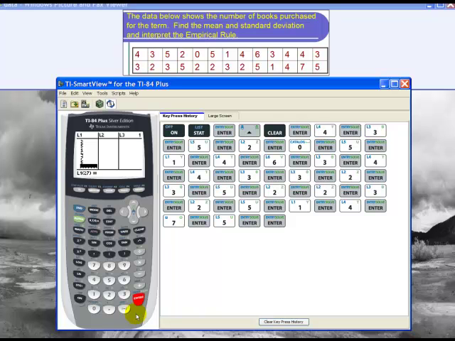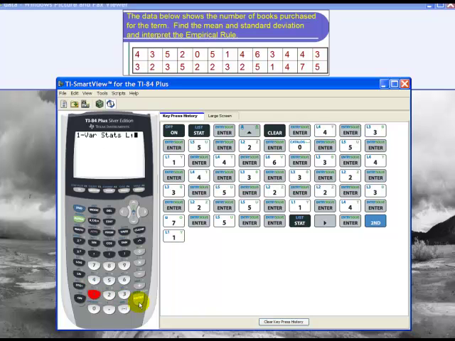Okay, so now that I have my data entered, I'm going to hit stat again. And this time I want to calculate, which is CALC. So I use my right arrow key, and I'm going to calculate one variable statistics. So I hit enter. And remember, my variable was L1. You find that by hitting the second button and then L1, which is number 1. You see the little L1 in blue? Then hit enter.